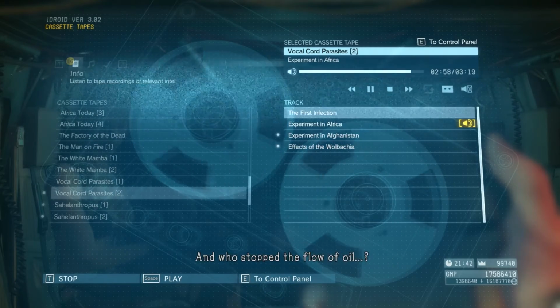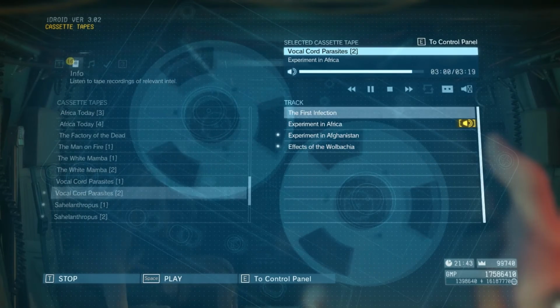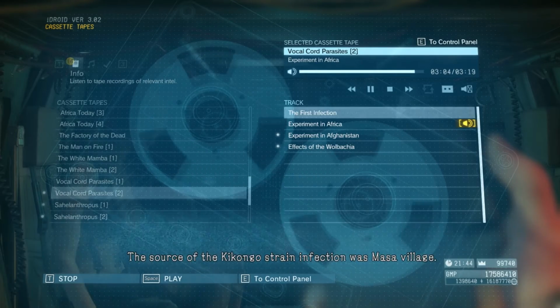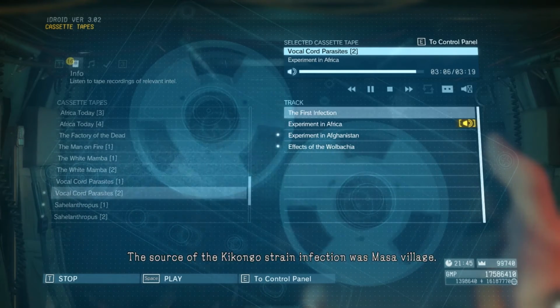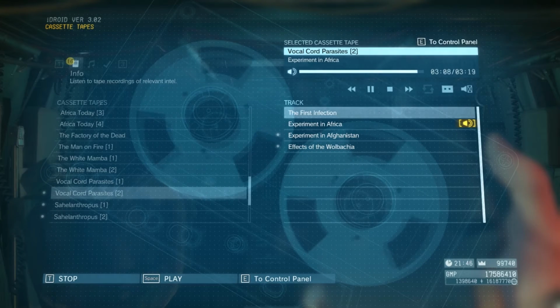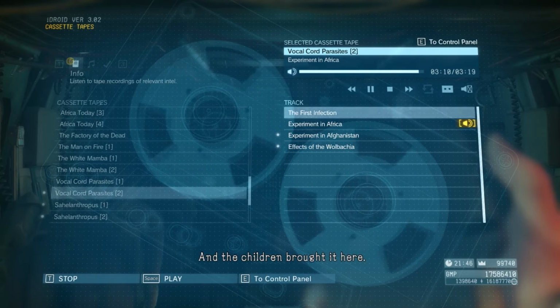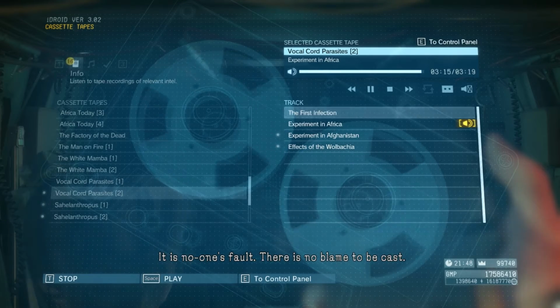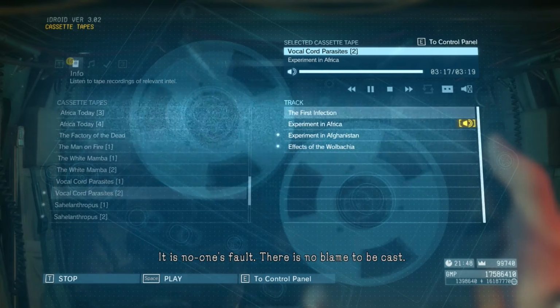I've heard enough. And who stopped the flow of oil? We did. That confirms it. The source of the Kikongo strain infection was Masa village. And the children brought it here. It is no one's fault. There is no blame to be cast.